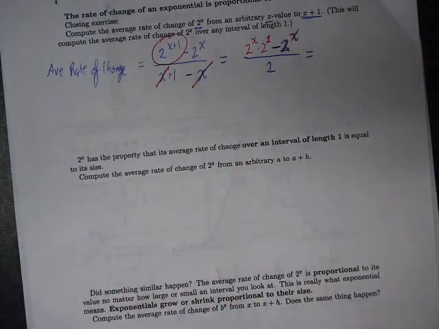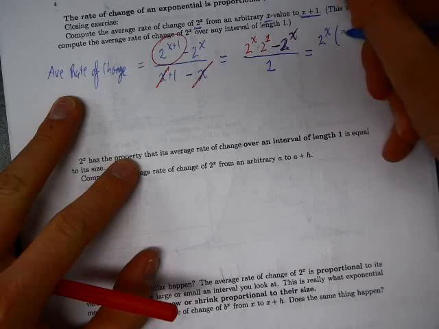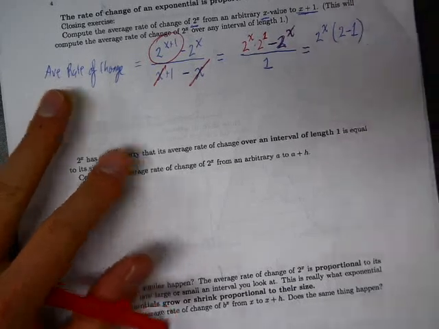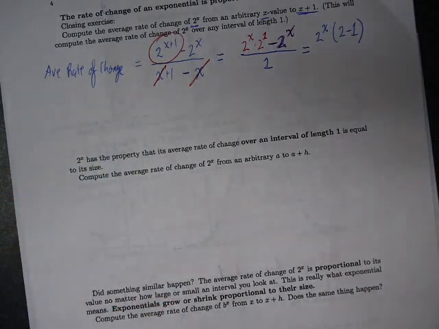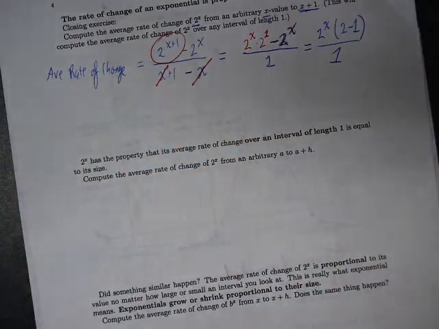Now do you see anything that you can factor out of the numerator? 2 to the x. So you'll be left with 2 to the x times 2 minus 1. And I'll put the divide by 1. Division by 1 doesn't change anything, but maybe I'll leave it there for now anyway. What does that simplify to? Just 2 to the x. Oh, so that's kind of cool.